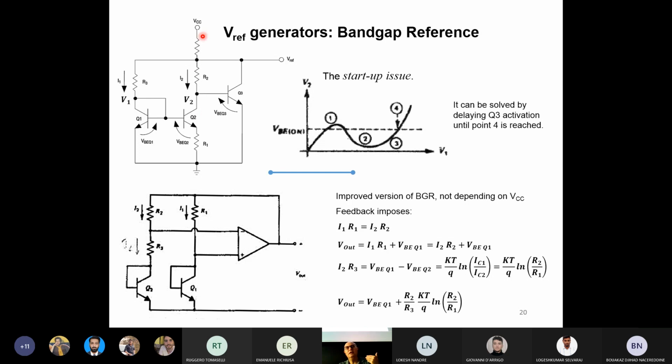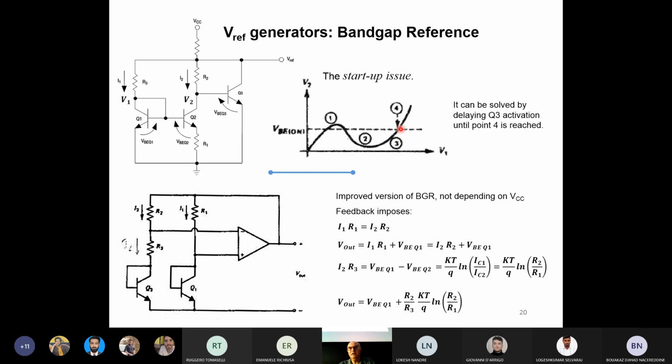Or you can consider a different circuit placed somewhere that will give a kick to the system in order to move it from here to here. So it's sort of a kick to the system that you can plan with other parts of the circuit.